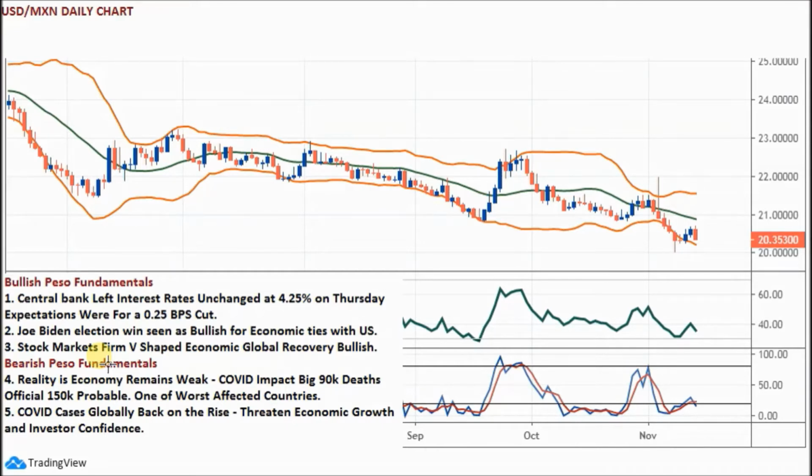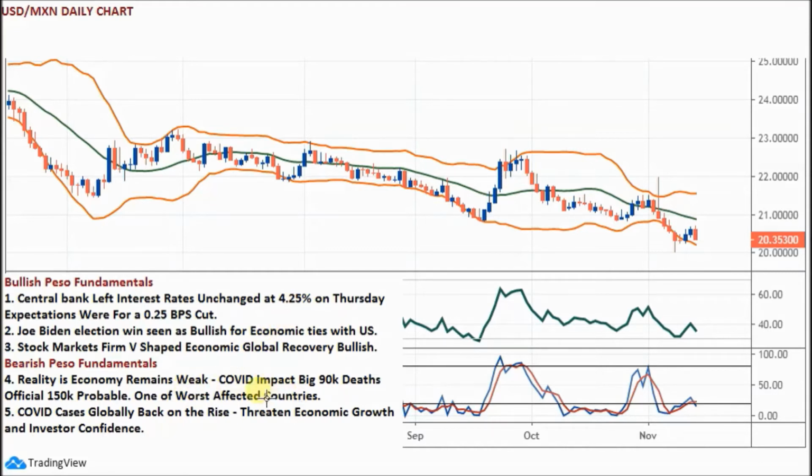Market generally looking for a V-shaped global economic recovery next year. So the global economy will return to pre-pandemic levels. I personally do not think there's any chance of that happening whatsoever. Of course it could, but even if I'm wrong, that has been the view for a little while, and it's getting priced in. Bearish peso fundamentals. The reality is the economy remains weak, and the major attraction of the peso is just that interest rate.